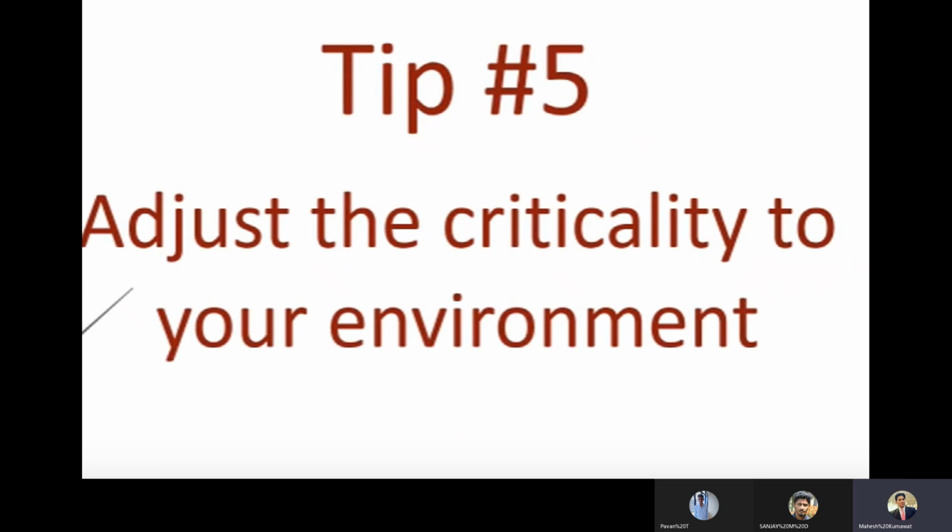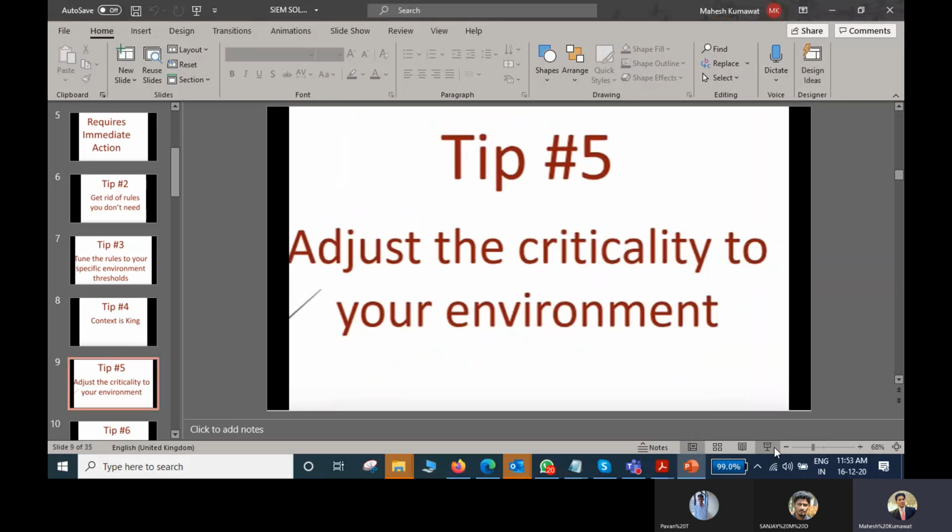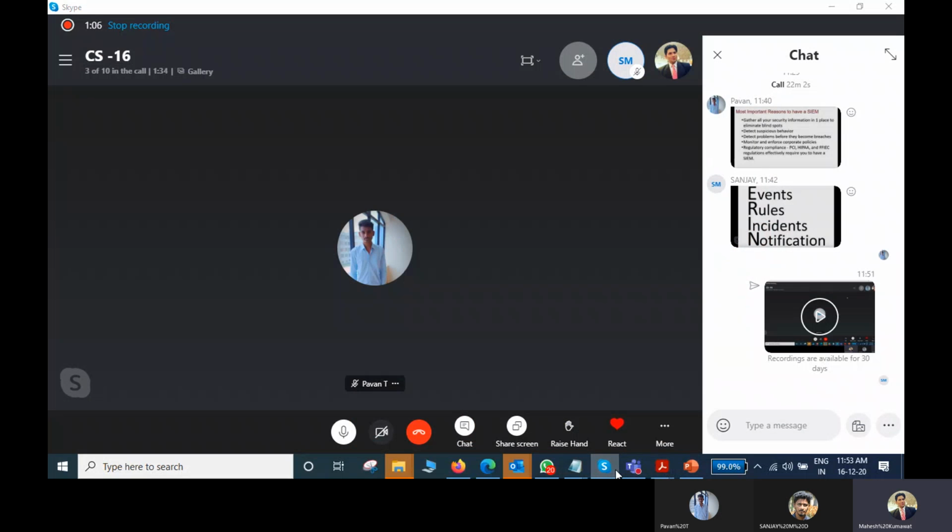Tip number 5 is adjust the criticality to your environment. So how can you say that it's a very critical software? It's a critical alert. How are you going to say that it's not critical, modifications of your devices? So make sure that whatever the critical applications, critical alerts, you need to create the environment. It means that you're going to say, sir, if our ISP goes down, then we require an alert. Okay, so this is the environment you're going to configure, whatever you feel.